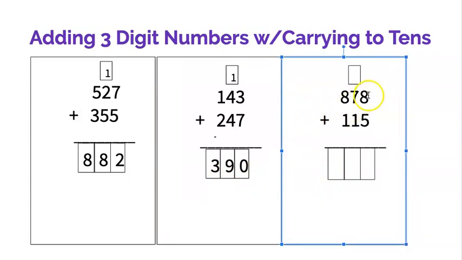All right, so 8 plus 5 is 13. Carry your 1. 7 plus 1 is 8, plus 1 more is 9. And then 8 plus 1 is 9. Right, so that's with carrying to the tens.